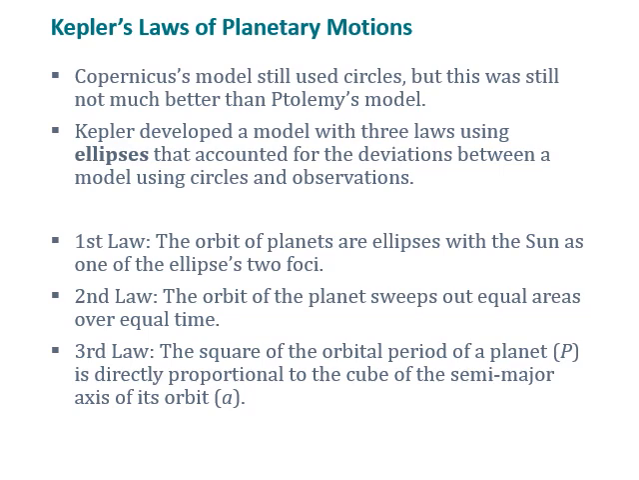Kepler developed a model with three laws using ellipses that accounted for the deviations between a model using circles, like Copernicus's and Ptolemy's, and actual observations made from looking at the sky over long periods of time. Kepler's first law is that the orbits of planets are ellipses with the Sun at one of the ellipse's two foci. The second law is that the orbit of the planet sweeps out equal areas over equal time. And the third law states that the square of the orbital period of a planet P is directly proportional to the cube of the semi-major axis of its orbit A.